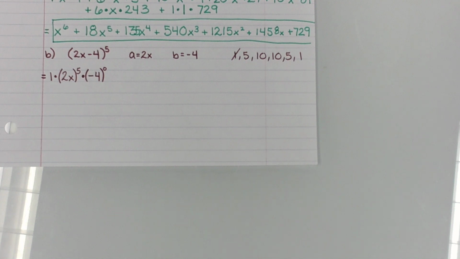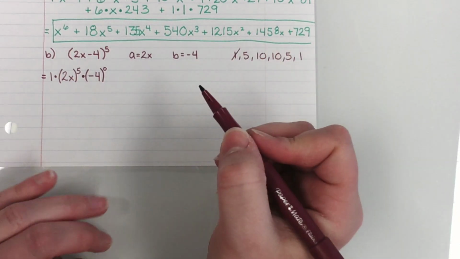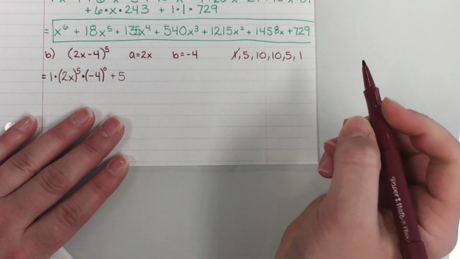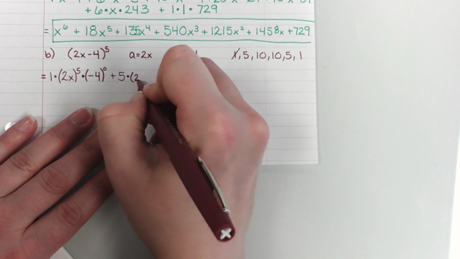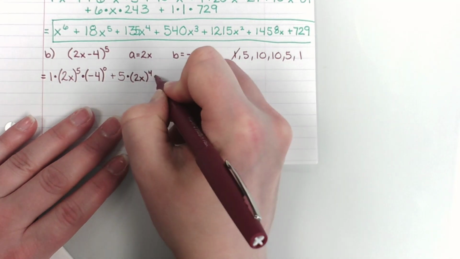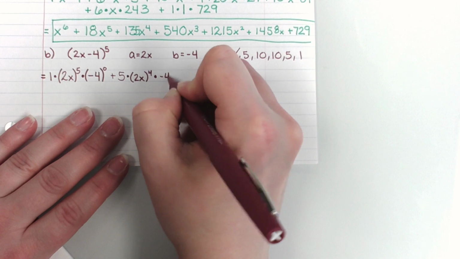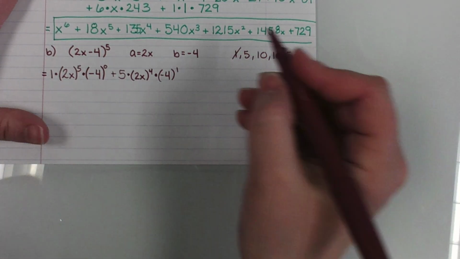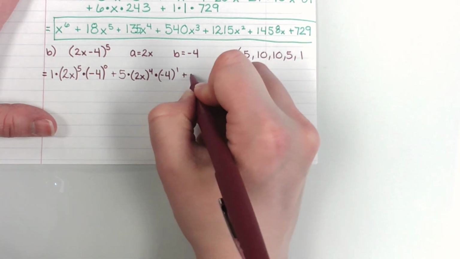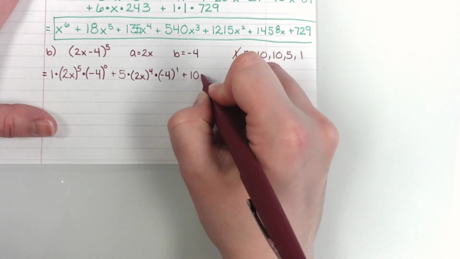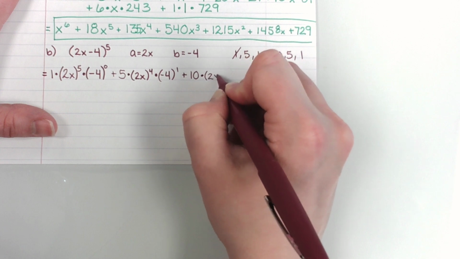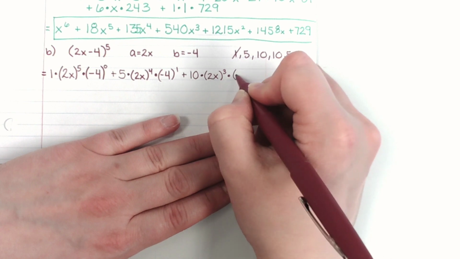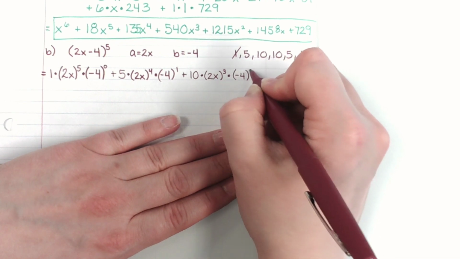That being said, Faith, what's the next piece of it going to look like? Plus 5 times 2x in parentheses to the 4 times negative 4 in parentheses to the first. Good. Logan, what's the next piece of it going to look like? Plus 10 parentheses 2x to the third times parentheses negative 4 to the second. Good.